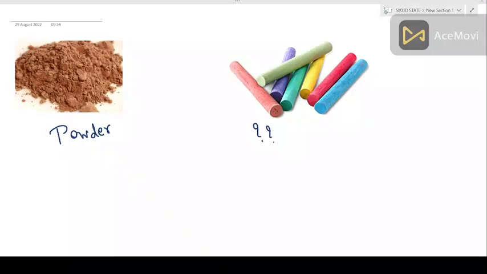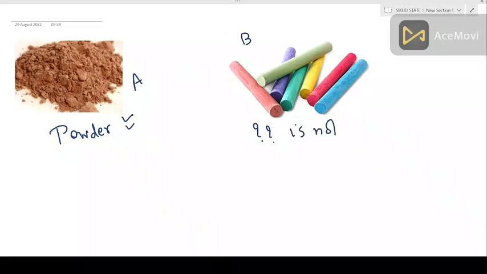Hello students. I will start this second lecture of solid state physics with a simple question. You can see two figures over here. If I ask you which one is a powder, let me denote this as A and this as B. Of course you will say A is a powder, B is not a powder.